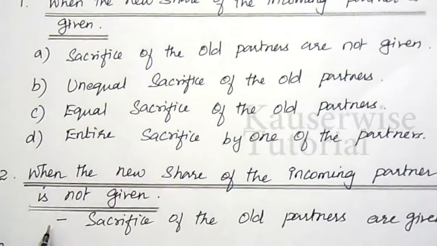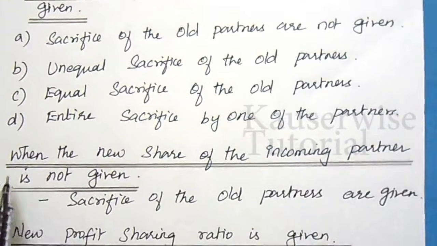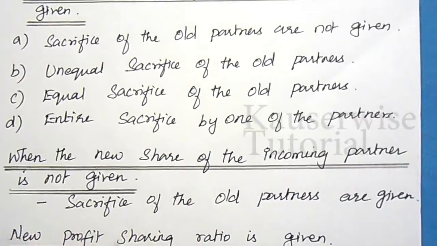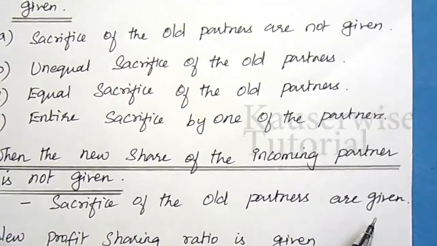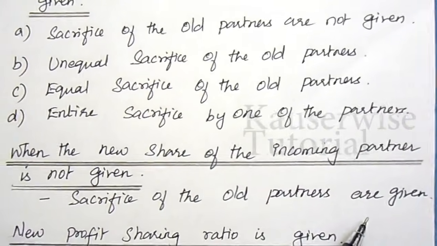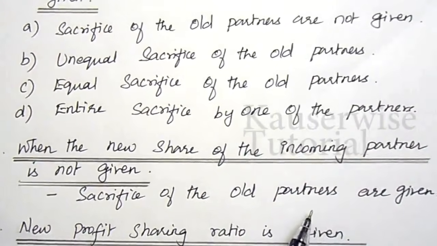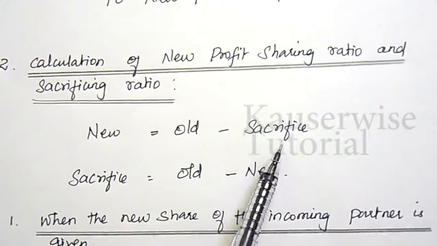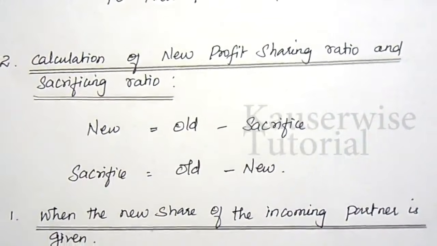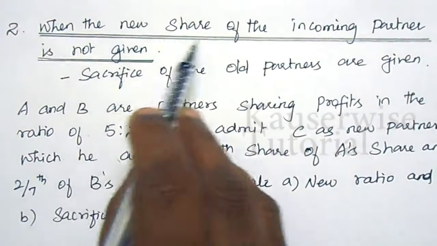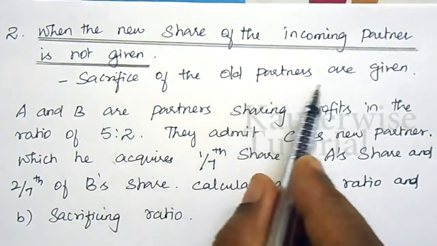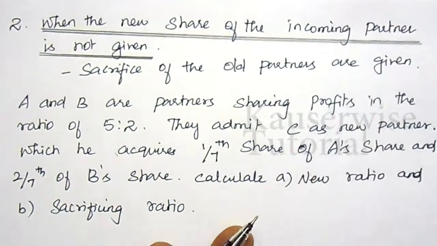Now let us see the second scenario. The second scenario is when the new share of the incoming partner is not given, but the sacrifice of old partners is given. In such a case, you have to find the new ratio with this formula. That is, the old ratio minus sacrifice ratio is equal to new ratio. Look at this problem.